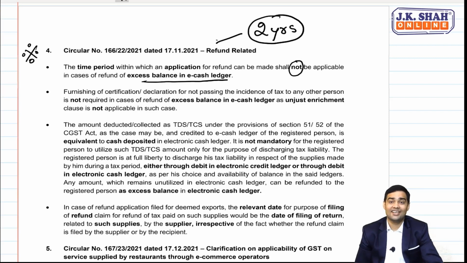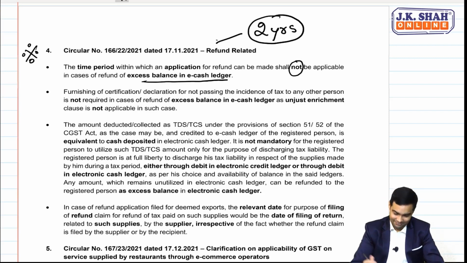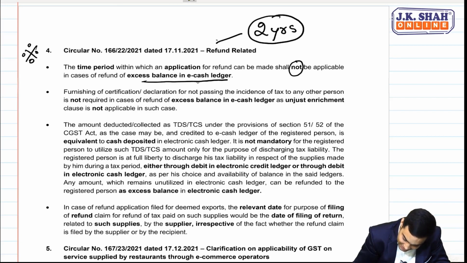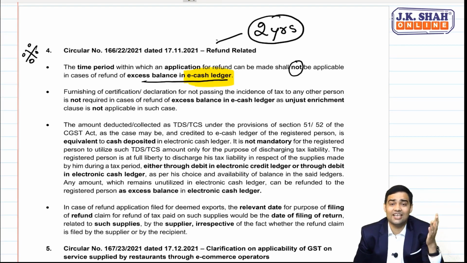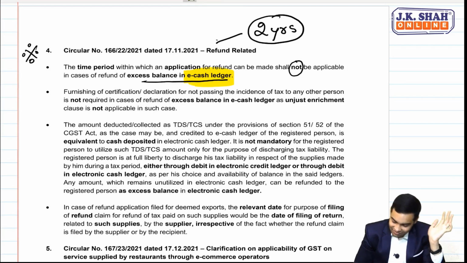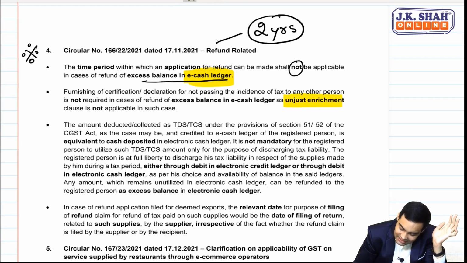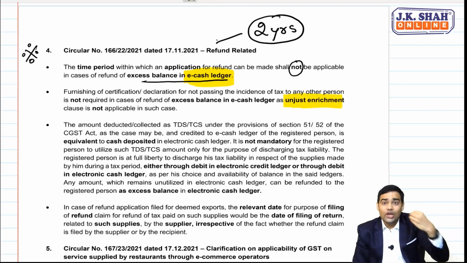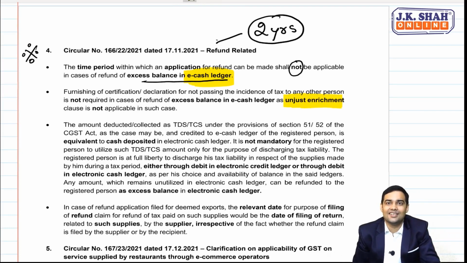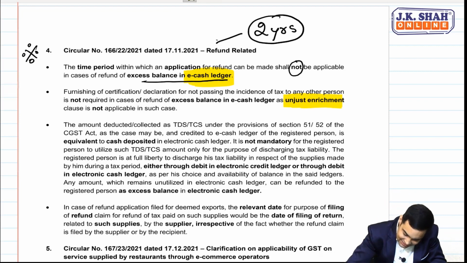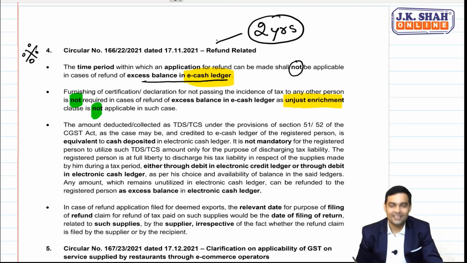Welcome amendment, because e-cash ledger, it's your own money and you can file refund application whenever you want. Now, the money which is lying in e-cash ledger, will the principle of unjust enrichment be applicable? Should I prove that it is my money? The answer is, unjust enrichment will not be applicable in such cases.